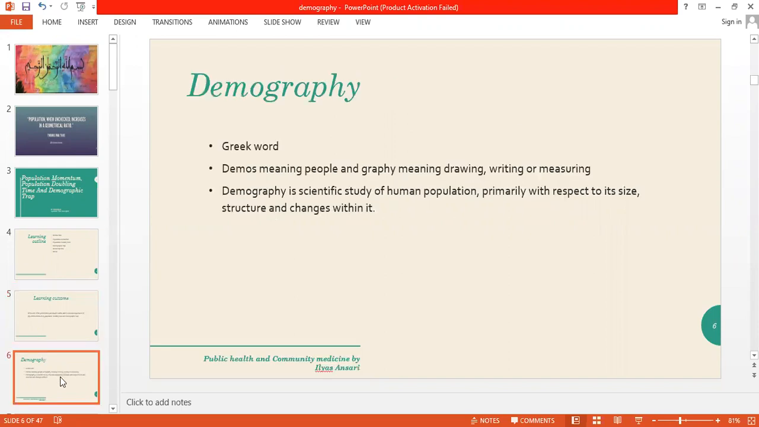First, we introduce the definition of demography. Demography is a Greek word: demos meaning people and graphy meaning drawing, writing, or measuring. Demography is a scientific study of human population, primarily with respect to its size, structure, and changes within it.